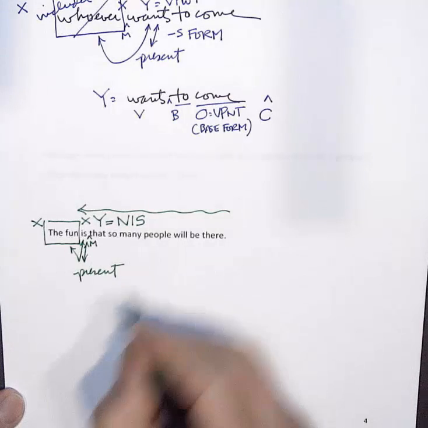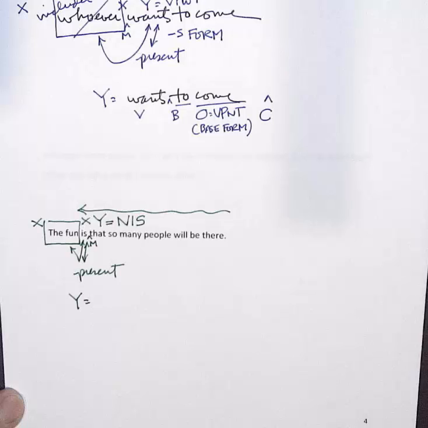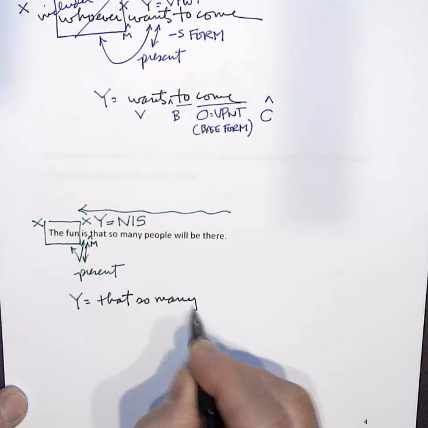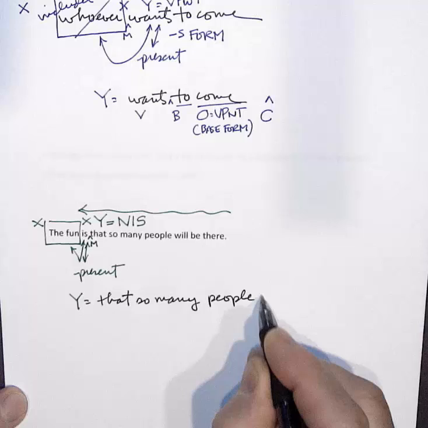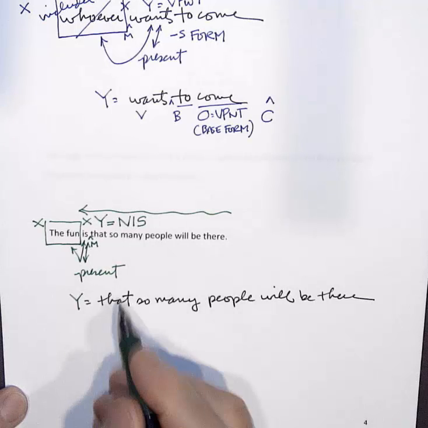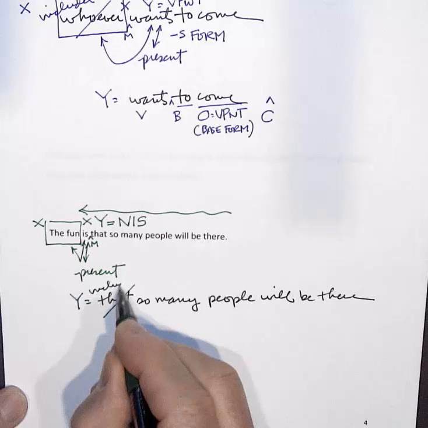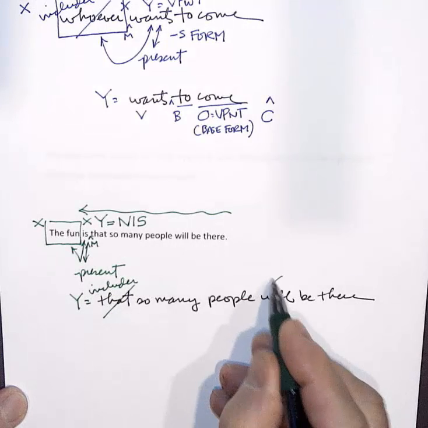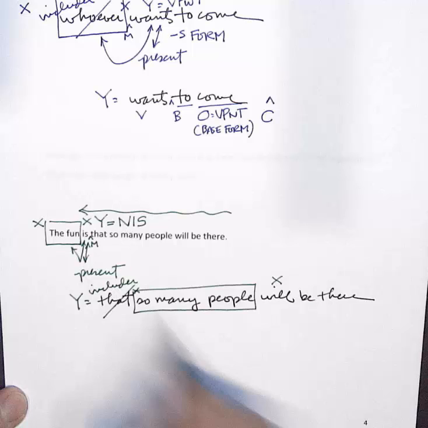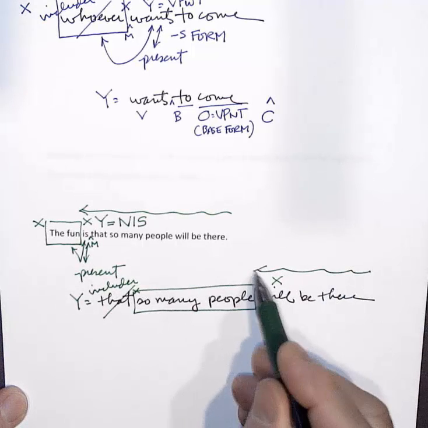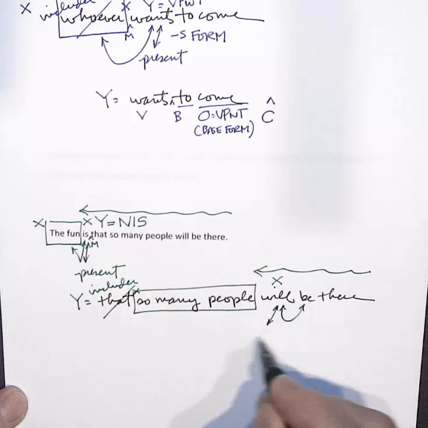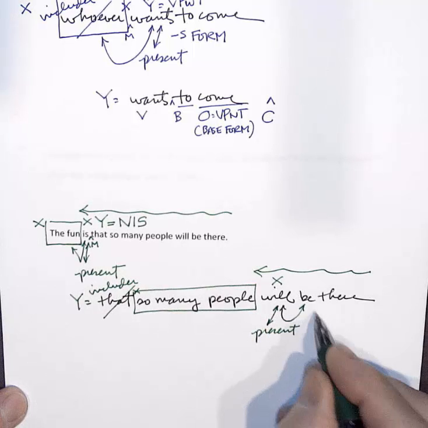So let's rewrite it. That so many people will be there. Okay. The includer is that. Will so many people be there? Subject. Will be there is the predicate. Now will ties with be. Will ties with the present. Be is the base form.